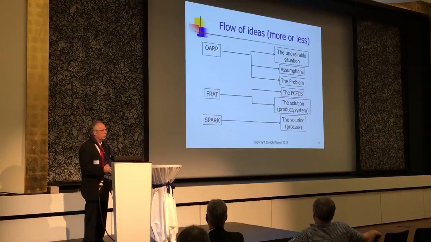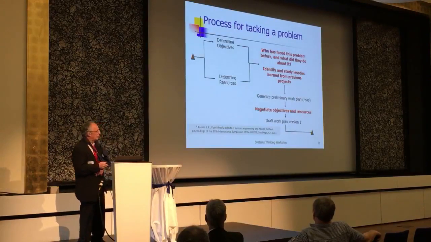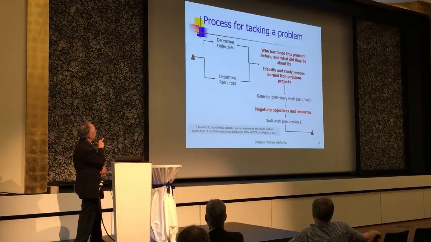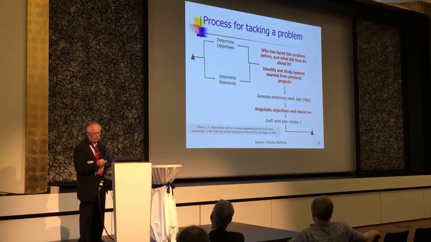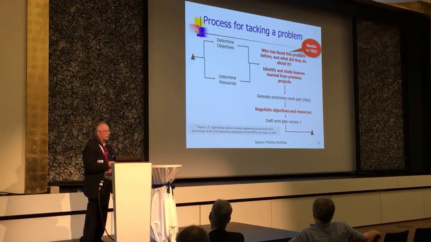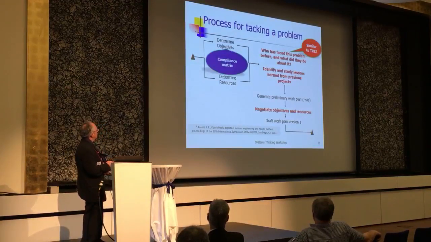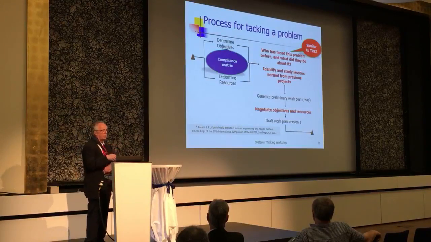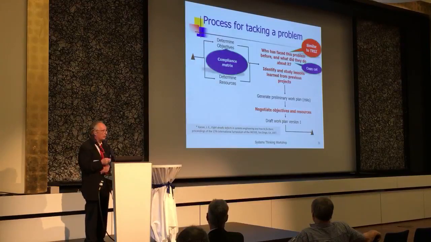So that's the template. Well, okay, how do you start filling out the template? What do you do? With all the focus on process in systems engineering and INCOSE, there is no process for tackling a problem. Have you noticed that gap? So the one I use is this. You start the milestone, you determine the objectives, you determine the resources, and the first thing you do is ask, who's faced this problem before and what did they do about it? It's similar to TRIZ, if you know what that is. Then you start building the compliance matrix, because these are the objectives, this is what I have to achieve, and so on. And then when you look at who's faced the problem before, the tool I use there is the copycat. I look around, who's done this before?